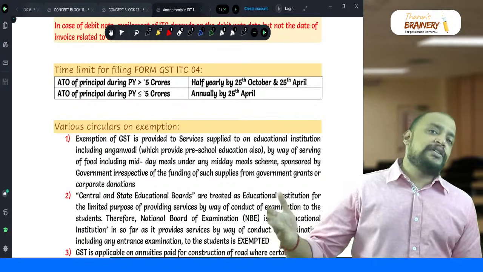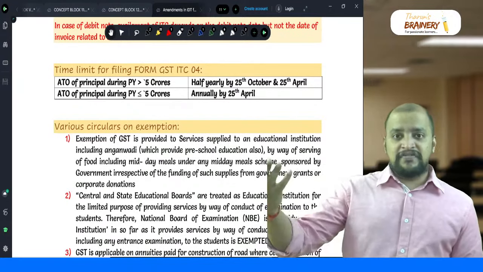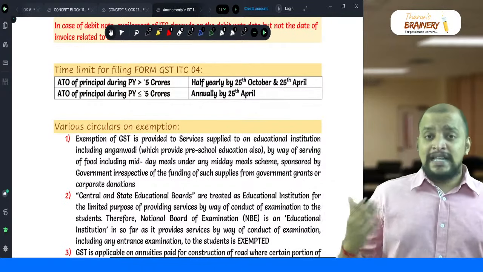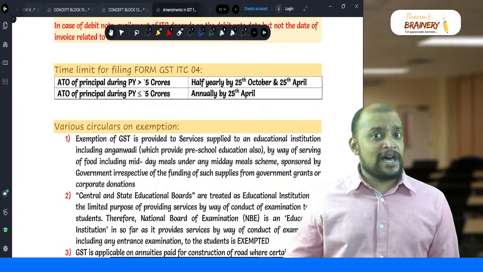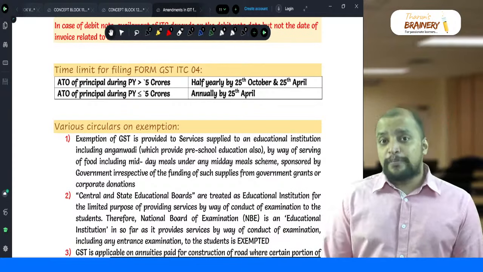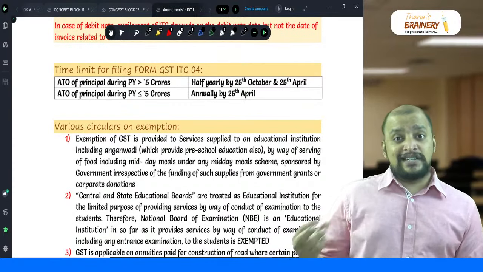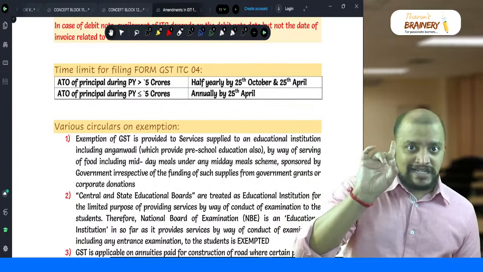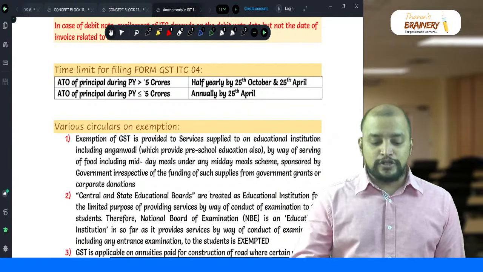By the 25th of the month following the half year in the first case. For example, for the first half year, April to September, by 25th of October, and for the second half year, October to March, by 25th of April. Suppose the aggregate turnover during the previous year does not exceed 5 crores, then by 25th of April, only once a year, this ITC 4 needs to be filed.